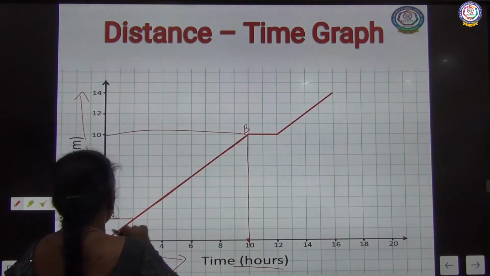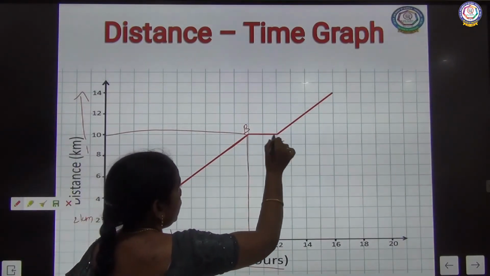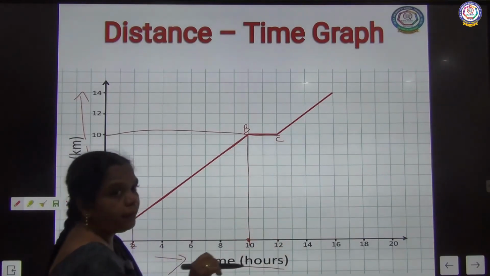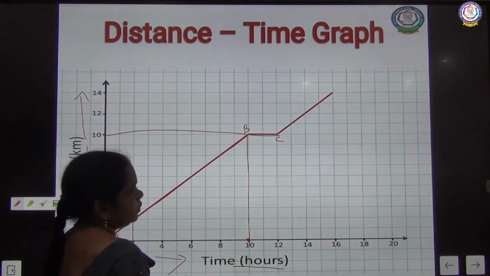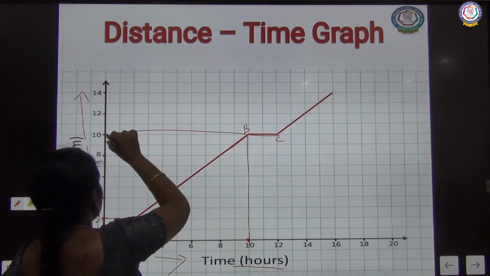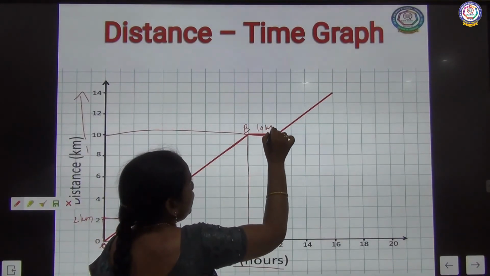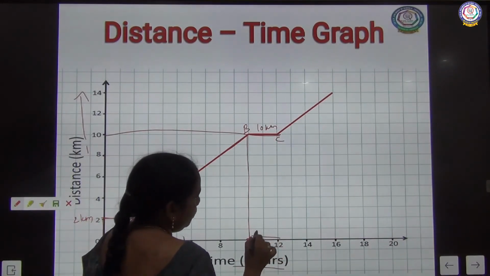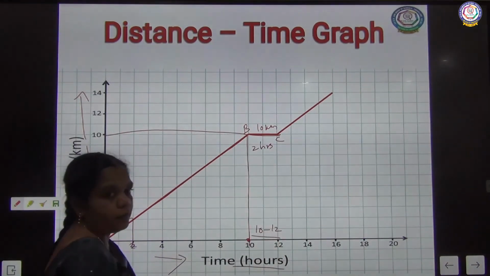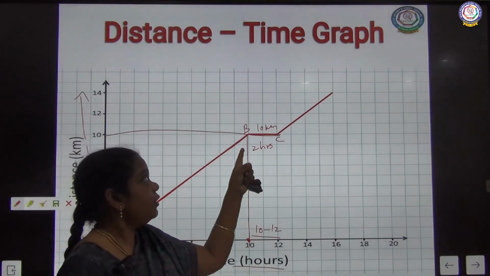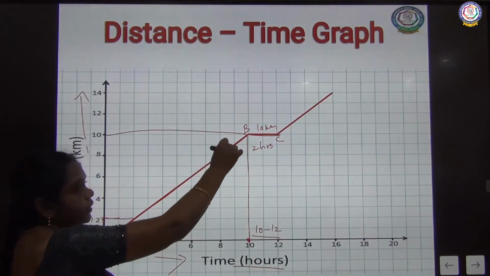From 0 to 10 kilometers it moves steadily, and after that B to C, there is a slanting line. So that shows what? The vehicle is not moving. See, the distance is going to be 10 kilometers only. Here the 10 kilometers, and the time is from 10 to 12 hours. So how many hours? 2 hours. So for 2 hours the vehicle is not moving. So the vehicle remains at 10 kilometers distance only.